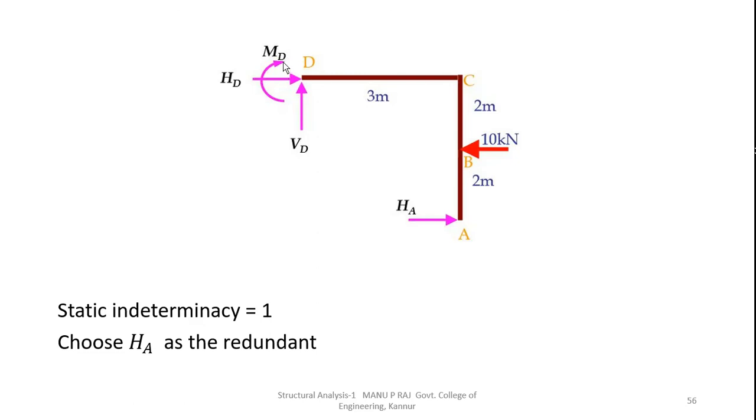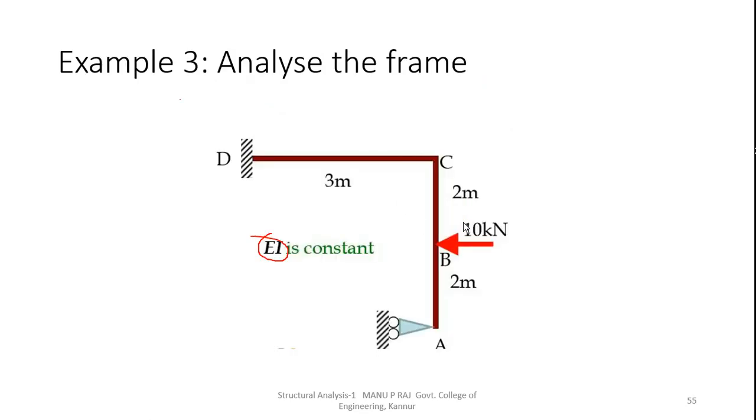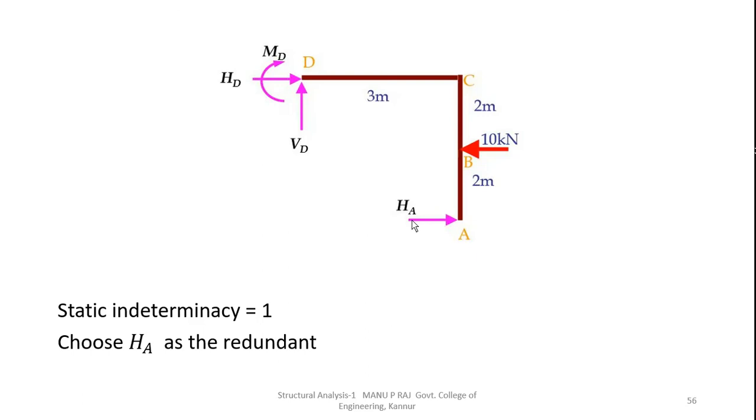Reactions are: a moment at D, a horizontal reaction and a vertical reaction at D, and one horizontal reaction at A. See, the roller is in this direction, so the horizontal reaction will be in this direction. The reaction for a roller support is perpendicular to the plane of rolling. This is the plane of rolling, so in this direction. So HA will be there, VD, HD and MD will be there.